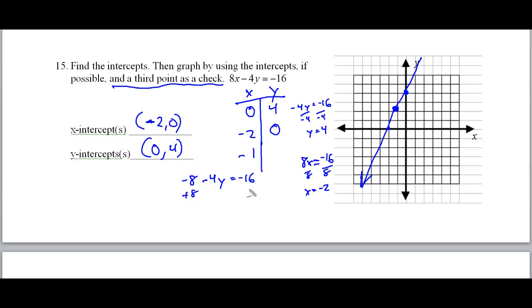I'm going to add 8 to both sides. So I get -4y is equal to -8. Oh, look, divide by -4. Y is equal to +2, which happens to be this point right there. So at -1, I'm at 2. Hey, it matches. So that third point is a great check, and you might as well check your homework or check your test if you've got some time by putting a third point in.